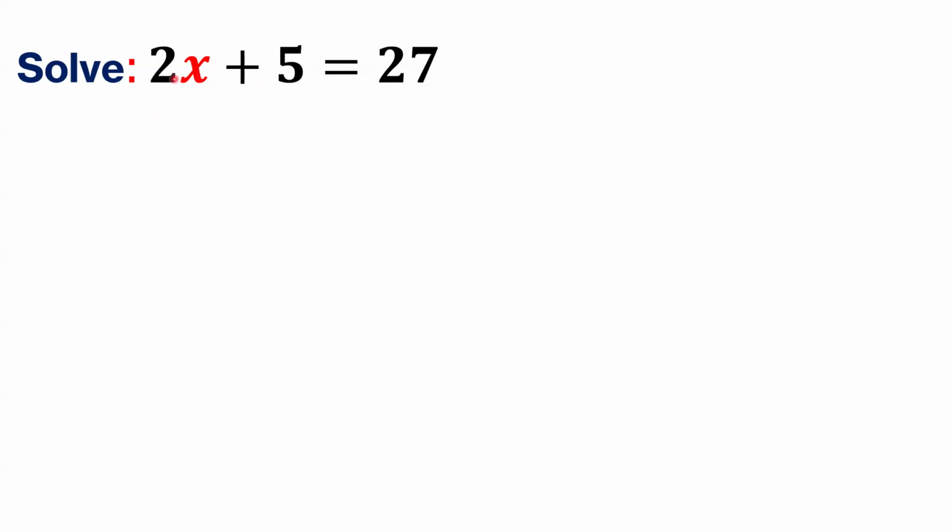Here I have 2x. 2x means this is multiplication between the number and the variable, and added 5. So I will have to get rid of the added number first by performing the opposite operation, which means I will have to subtract 5 from the left-hand side and subtract 5 from the right-hand side. Remember, the equation is like a balance, and when you perform any operation on one side of the equation, you have to do the same on the other side.